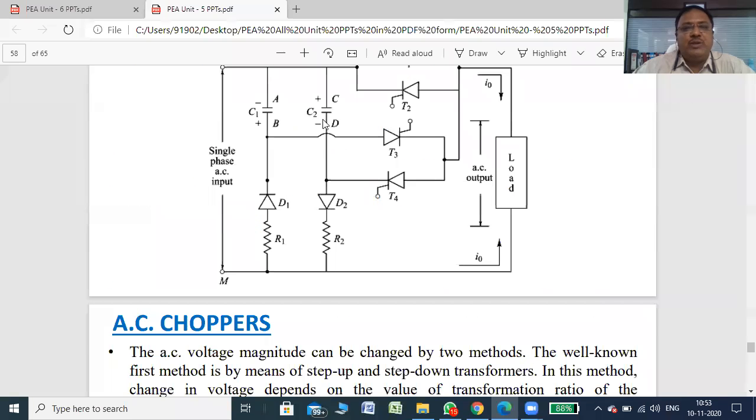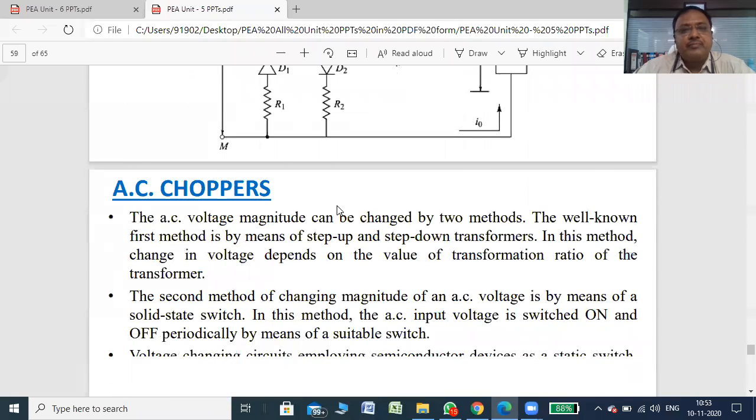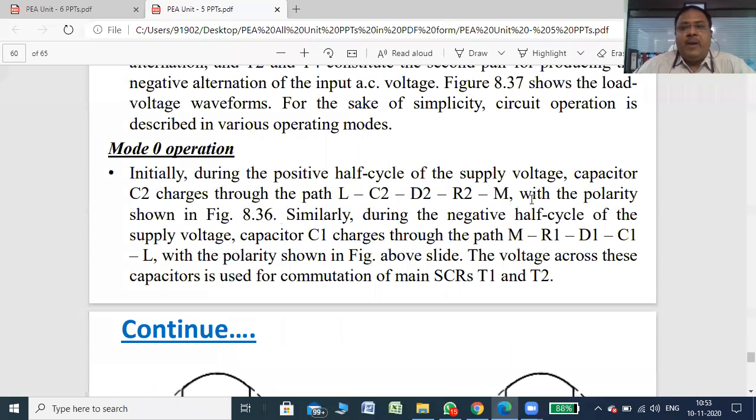So capacitor C2 will charge through D2, R2 and L, that is the terminal name. Single phase supply L, then C2, then diode D2, then R2 back to M. So this capacitor will charge, with the polarity as shown in the figure.